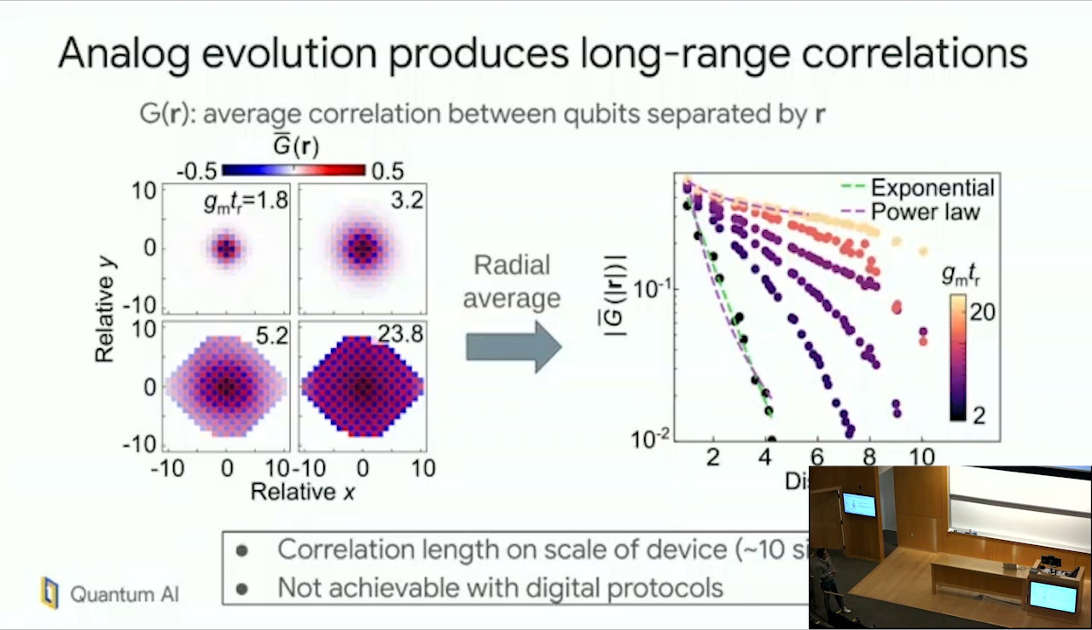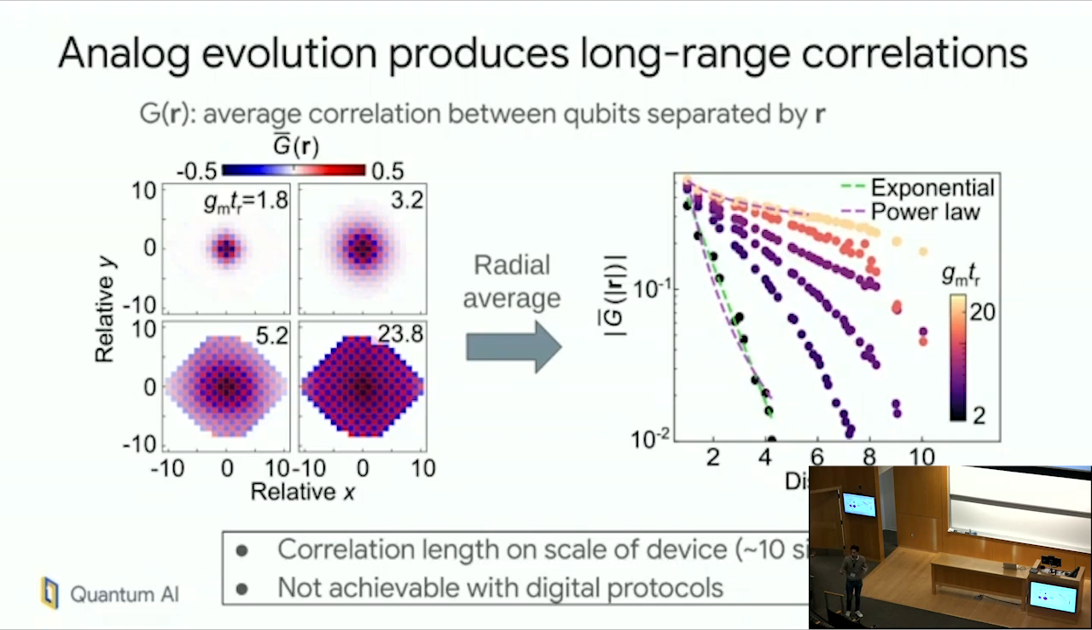Okay, so that was the energy. That was nearest neighbor correlators. Let's take this a step further and now look at longer range correlations. So that's what I show you here. Here I plot the average correlation between pairs of qubits that are separated by some vector r. As we go from the top left to the bottom right, we're extending the ramp. You can see that we really get longer and longer ranged correlations, and at the longest ramp times, actually, these correlations, they really extend across the entire sample.